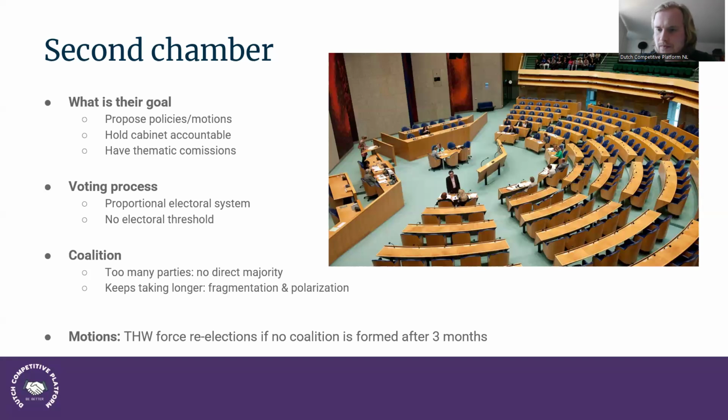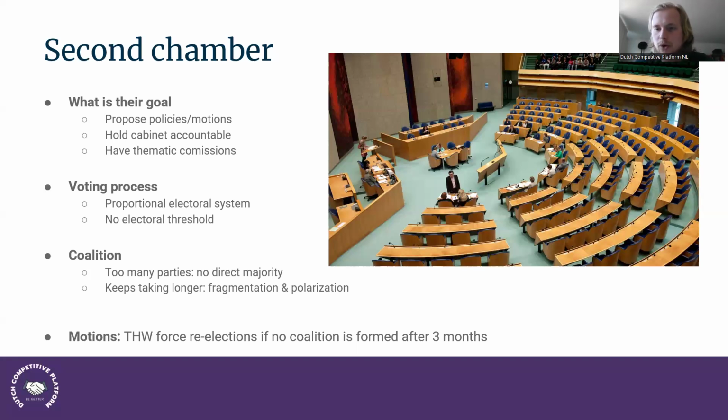So in general, it isn't always easy for a small party to actually be able to form opposition, which is important, especially when you're going to discuss whether we should have more or fewer small parties within Dutch politics.